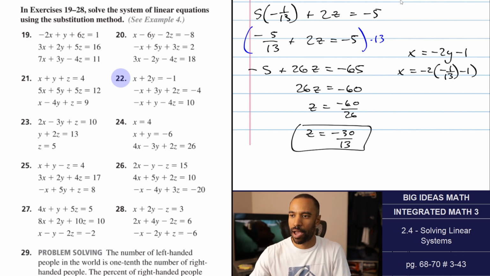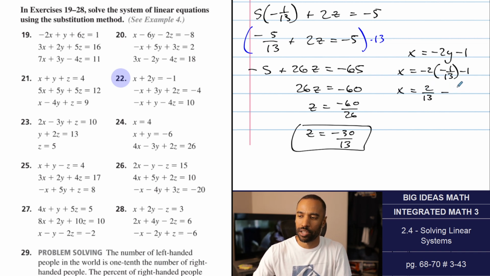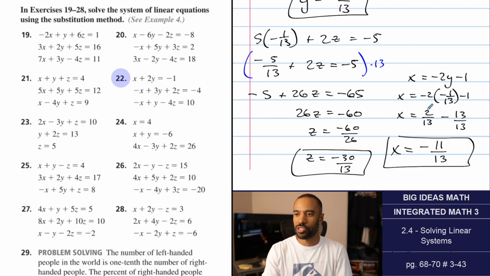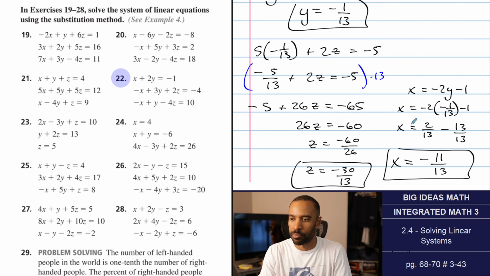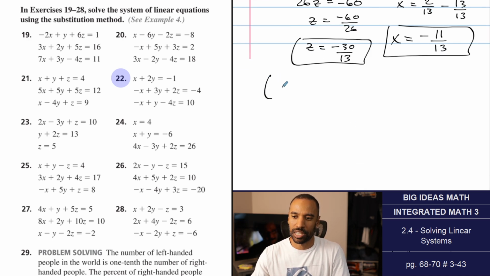Whoops. This time I'm not going to multiply both sides by 13 or anything like that. This time I'm just going to chase the common denominator. X is 2/13 minus 1. Now 1 is also 13/13. That's where the common denominator comes in. So x is negative 11 over 13. So all these are one of those over 13 kinds of problems. We've got negative 11/13, negative 1/13, and negative 30/13.